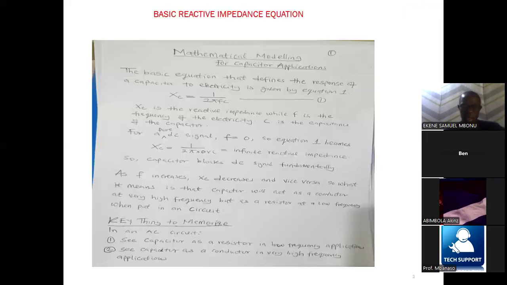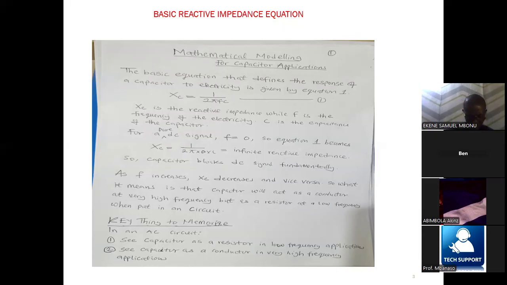Now, we're at point 1, mathematical modeling of capacitor applications. The basic equation for reactive impedance of a capacitor is given by Xc equal to 1 over Wc, where W is equal to 2 pi f. That's equation 1. And f is the frequency of the signal or your source.